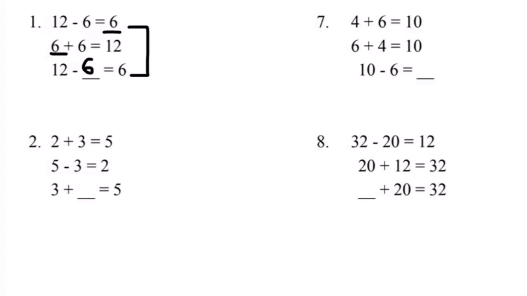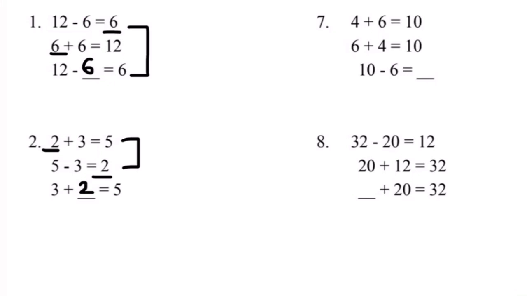Number 2, 2 plus 3 equals 5, but 5 minus 3 equals 2. Therefore, 3 plus what equals 5? Based off these two given equations, we should know that 3 plus 2 equals 5.